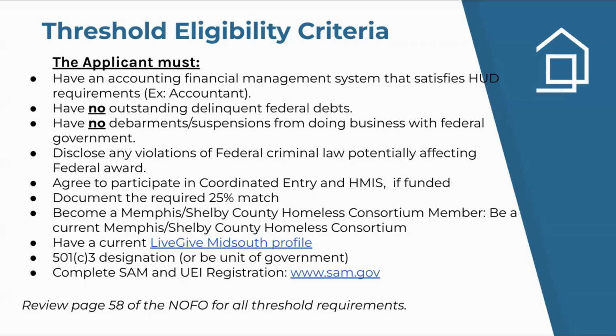But essentially, you have to have an accounting and financial management system that satisfies HUD requirements. For example, you need to have an accountant and some fiscal controls. You can't have any outstanding delinquent federal debts. You can't have any debarments or suspensions from doing business with the federal government. You need to disclose any violations of federal criminal law potentially affecting the federal award. You need to agree to participate in coordinated entry and HMIS if you're funded. You need to document the required 25% match.